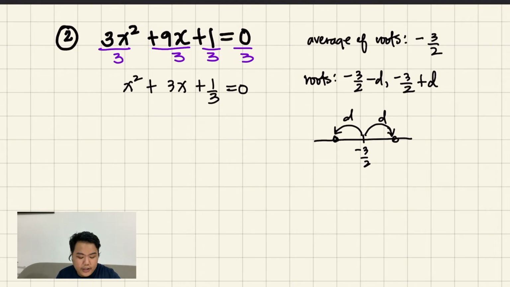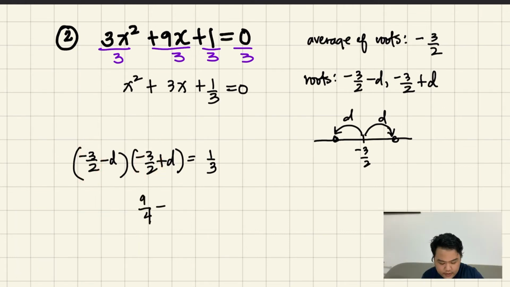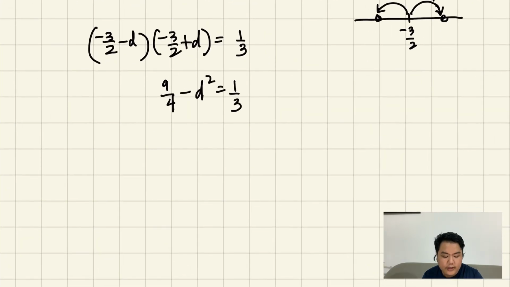And to solve for d, ita times ito. So, negative 3/2 minus d, negative 3/2 plus d, equal to yung constant term, yung c. And then, wala, madali mo na itong isosolve kasi ito ay difference of 2 squares. Square, magkakaroon ka ng 9/4 minus d square is 1/3. Tapos, compute for d square na lang.